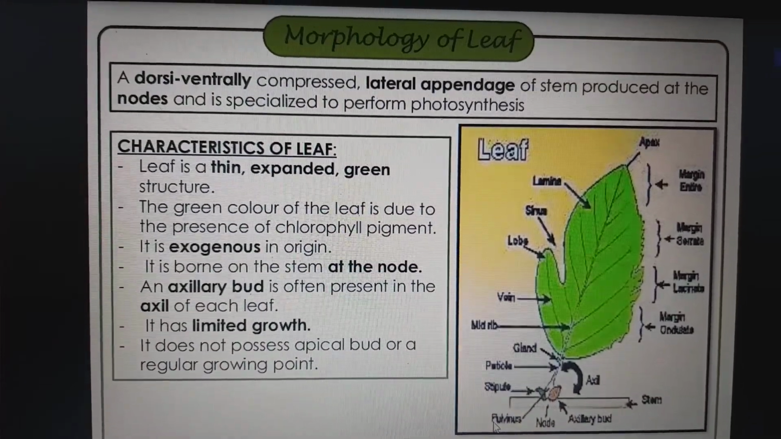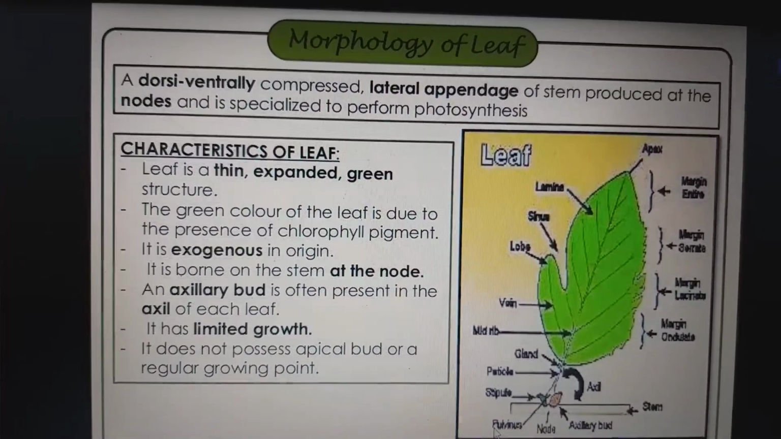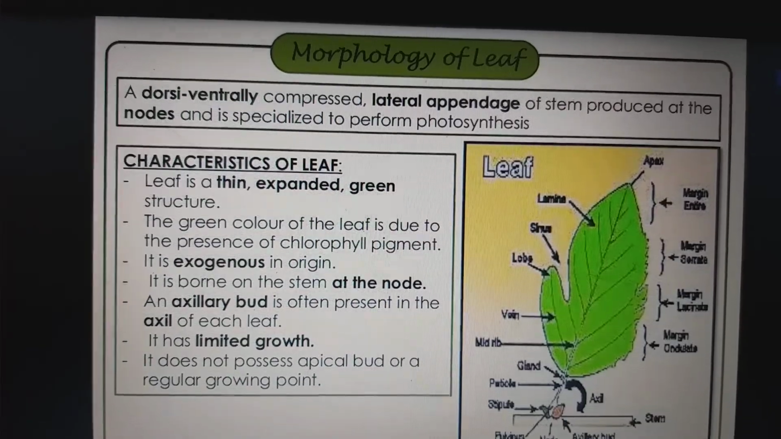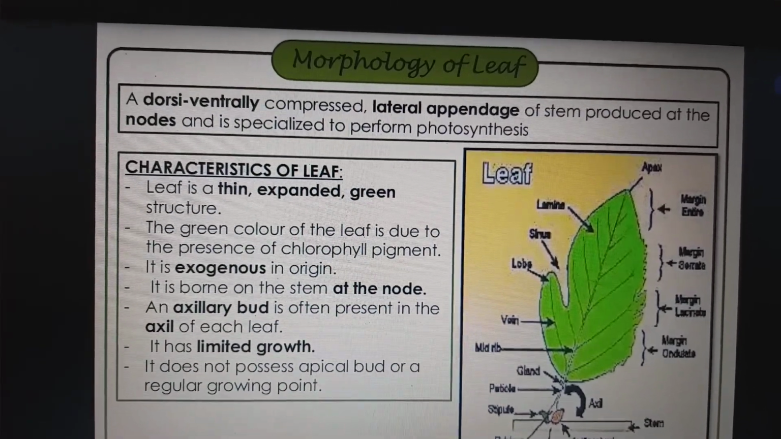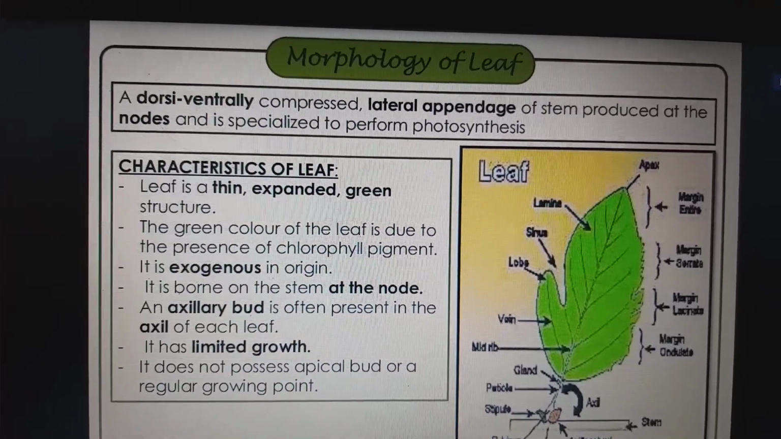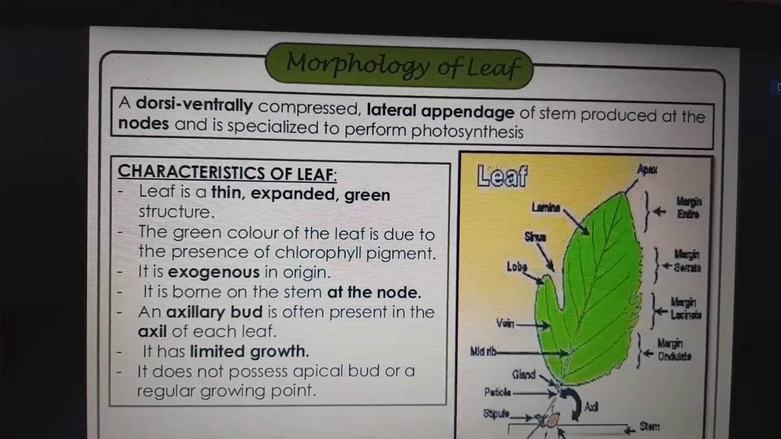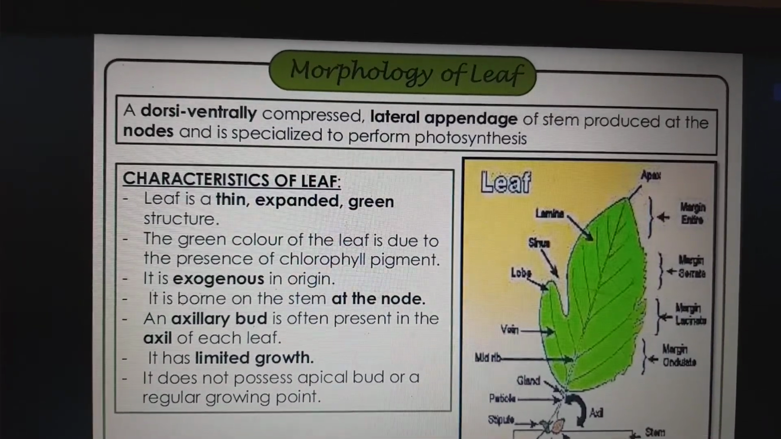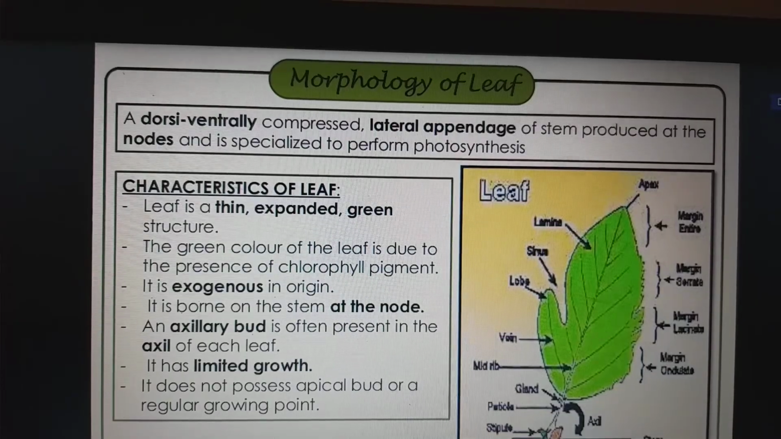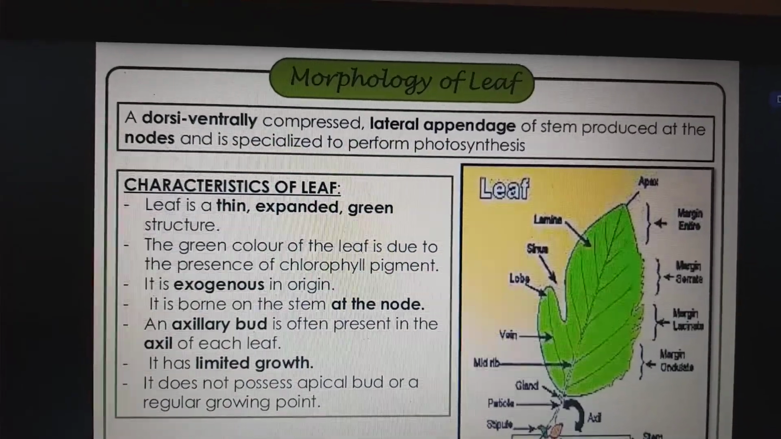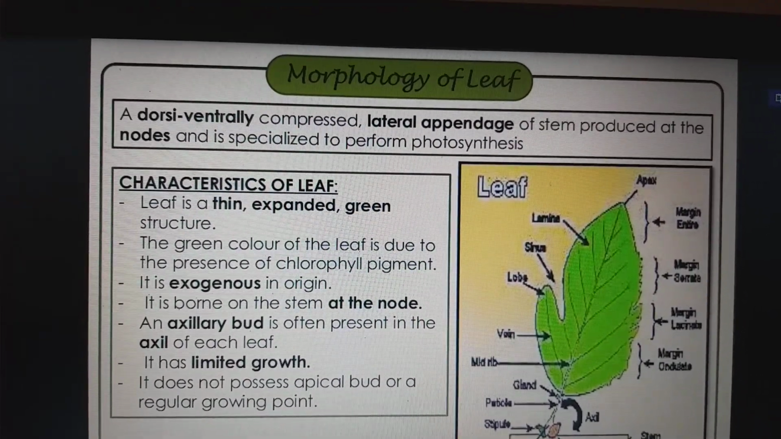Hello friends, now we are going to continue with the morphology of the flowering plants. So coming to the morphology of the leaf and their modifications. What is a leaf? A dorsiventrally compressed lateral appendage of the stem, produced at the node and specialized to perform photosynthesis, is nothing other than the leaf. Coming to the characteristics of the leaf.